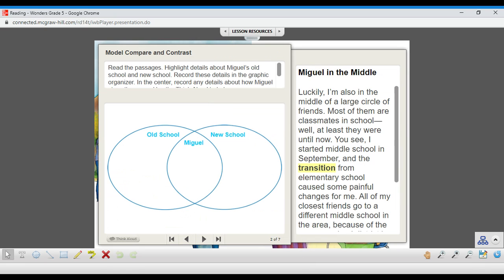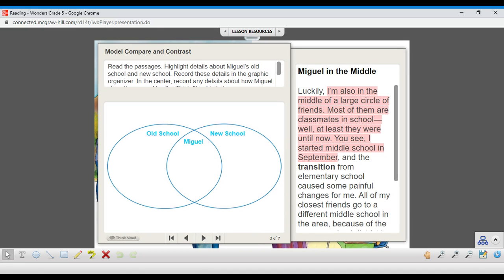All right, so our Venn diagram is set up for us. We have our old school on the left, we have our new school on the right, and we have Miguel, that's right, in the middle. And the first part that we're going to highlight from the text at the beginning of the story, it says, "Luckily, I'm also in the middle of a large circle of friends. Most of them are classmates in school. Well, at least they were until now. You see, I started middle school in September."